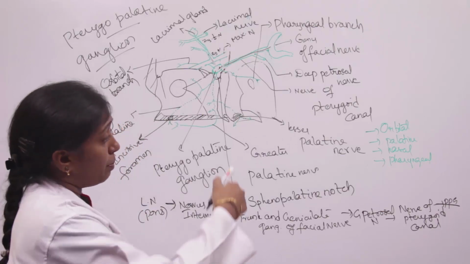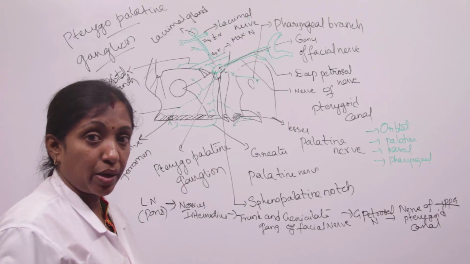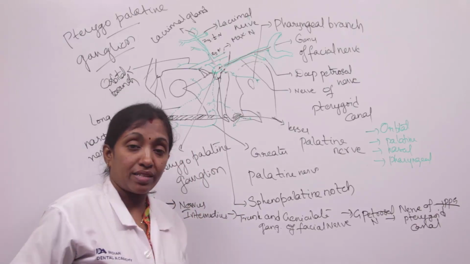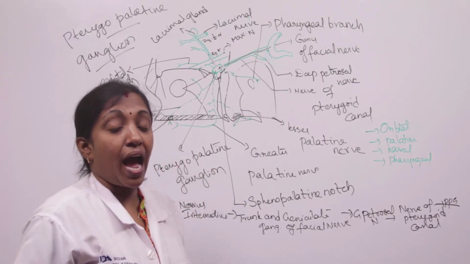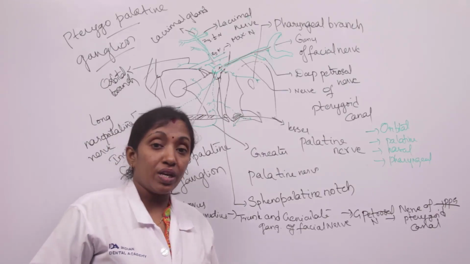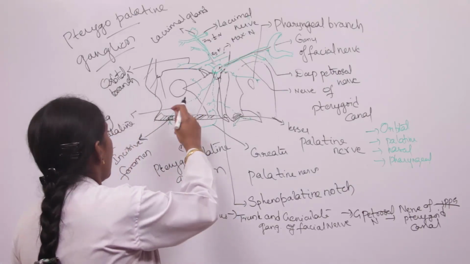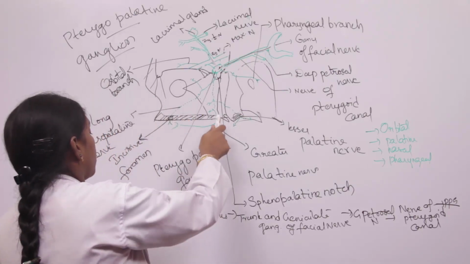Coming to the palatine branches, there are the greater palatine nerves and the lesser palatine nerves. The greater palatine nerve passes through the greater palatine canal and supplies the mucous membrane of the hard palate.